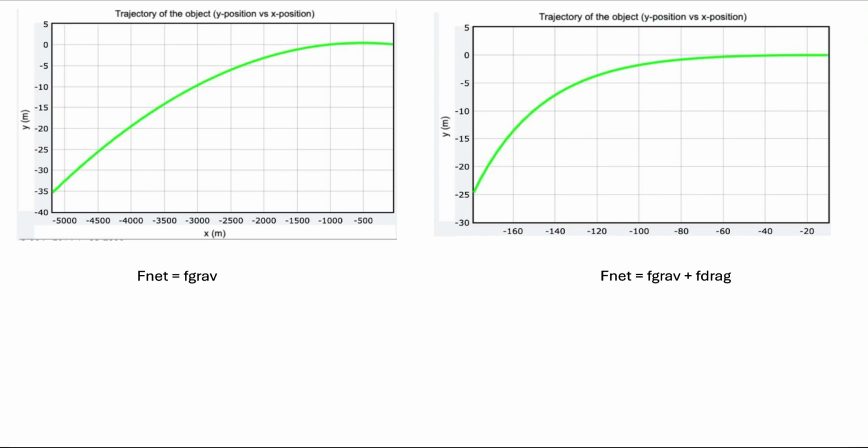And then here, as you can see, is the output of the code. The left side shows the fnet when fnet only equals fgrav, and the right side shows the fnet when it equals fgrav plus fdrag.